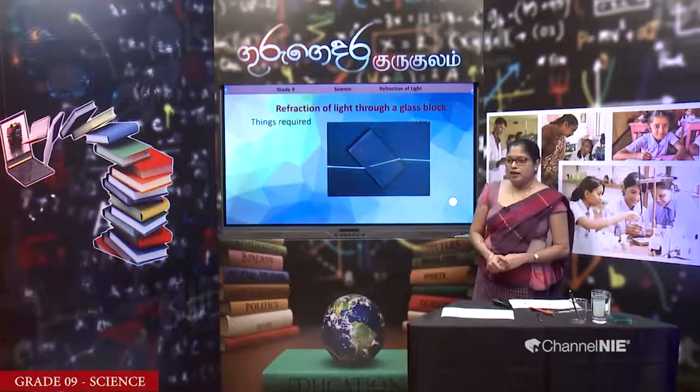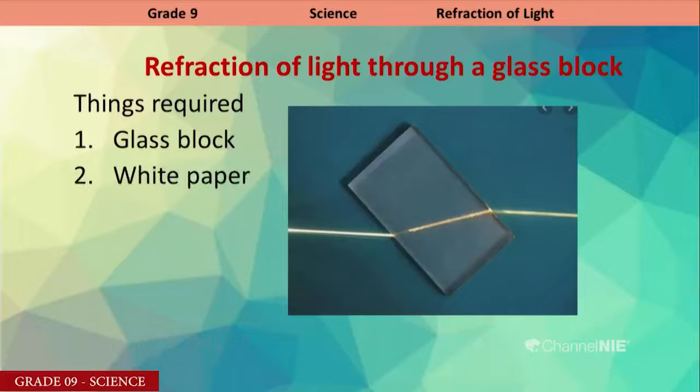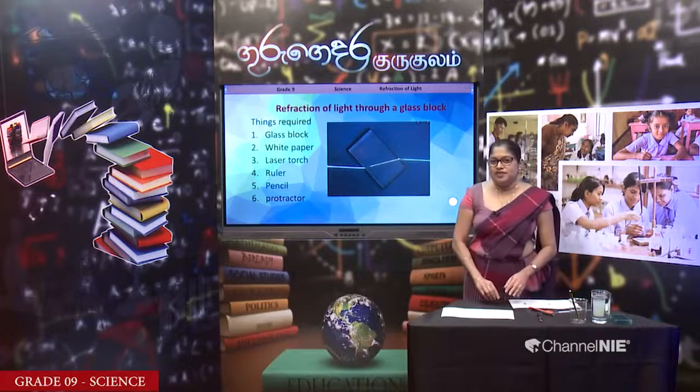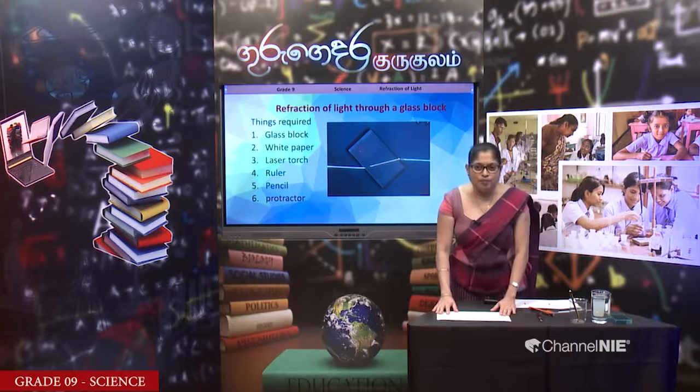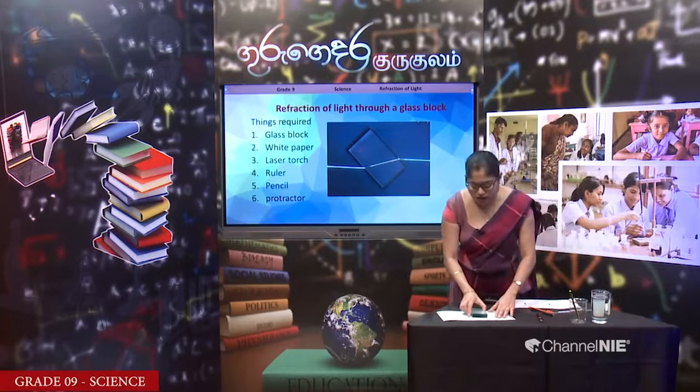Now, you all watched the activity to demonstrate the refraction of light through a glass block. Now, we are going to do the activity here. You will need a glass block, white paper, laser torch, ruler, pencil and a protractor as I explained earlier. So, we will do the activity. Here you have the white paper and I will keep a glass block on it.